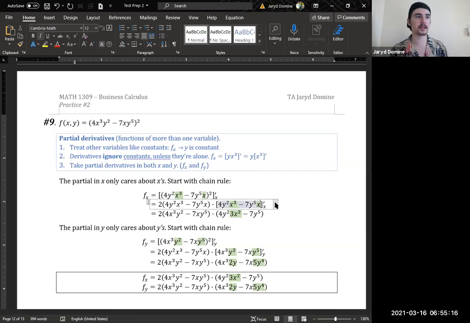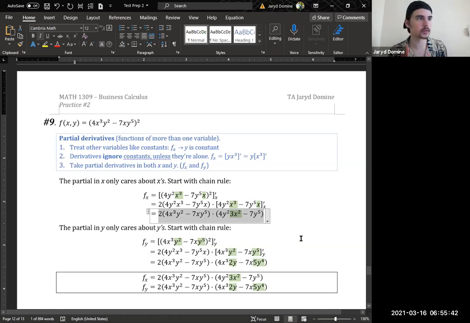Okay, and then for the second term, we have 7y to the 5th times x. The 7y to the 5th is just going to hang on for the ride, do nothing special to it. So the x goes away, and we're just left with the constant. Okay, and this is it. This is your partial in x, f sub x.